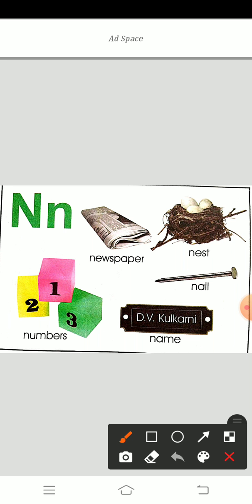Next, capital letter N and the small letter N. You can practice these letters and the words also. Neatly you can write in the notebook. N for numbers, N for newspaper, N for nest, N for nail, N for name.